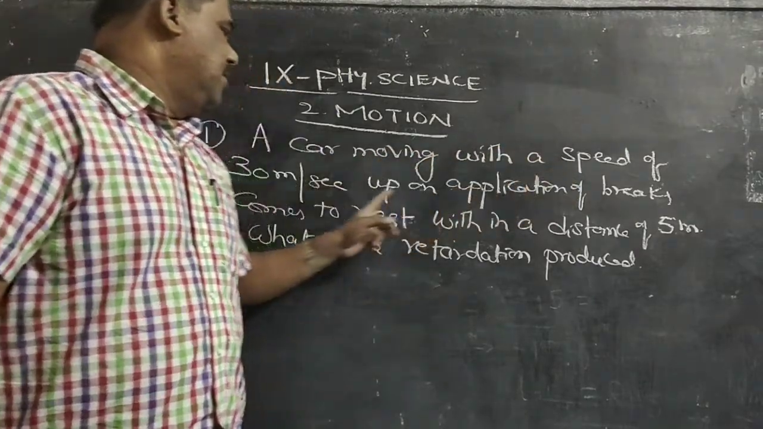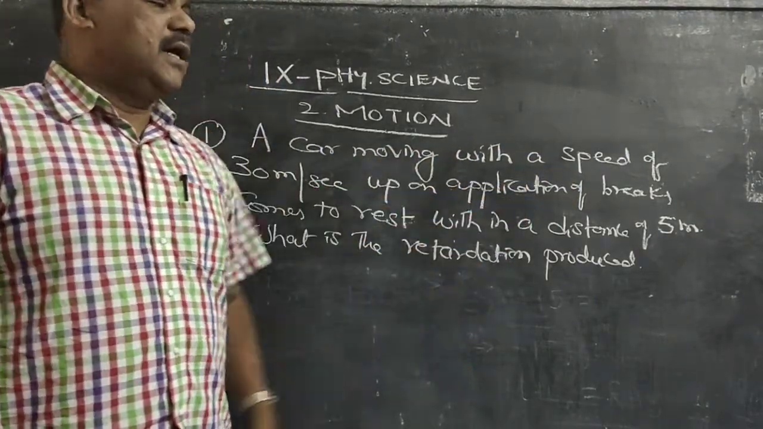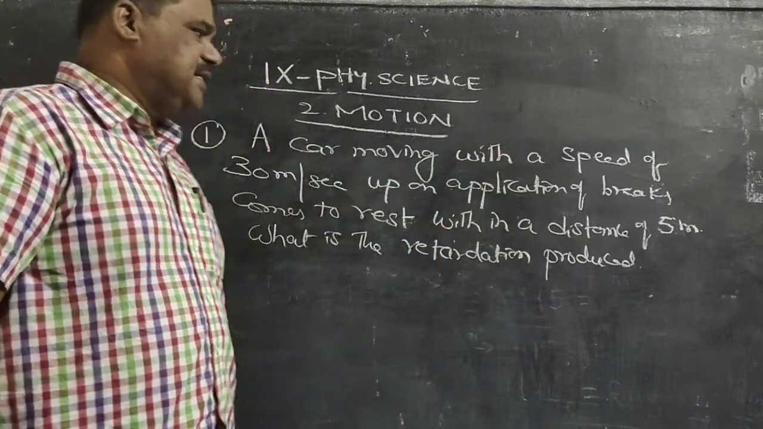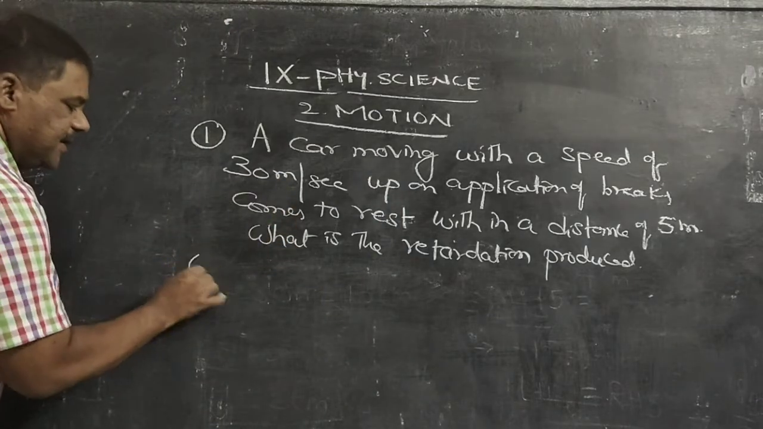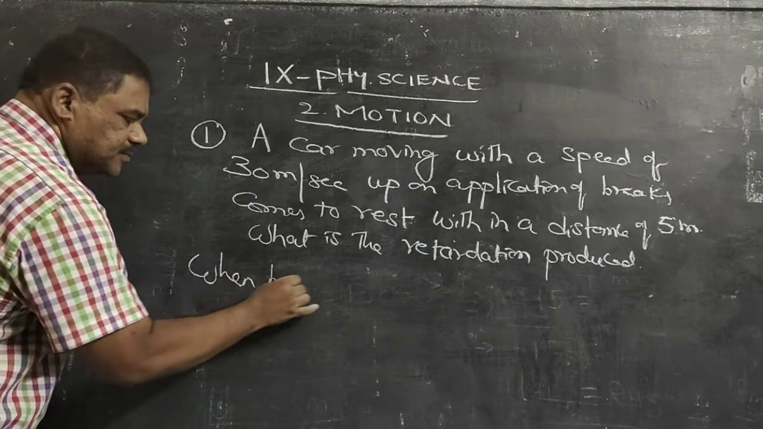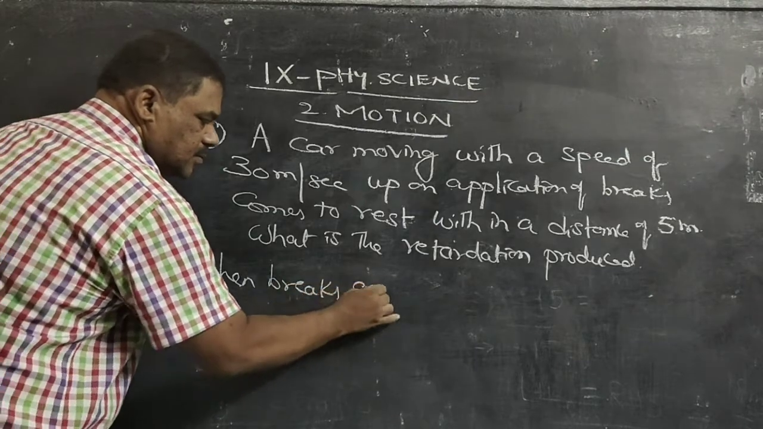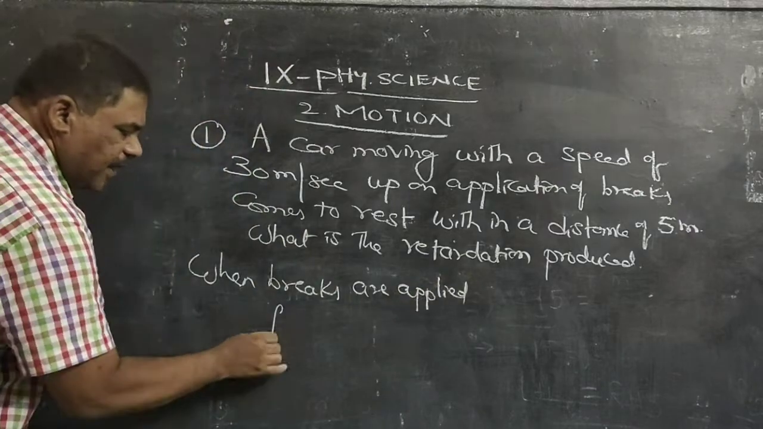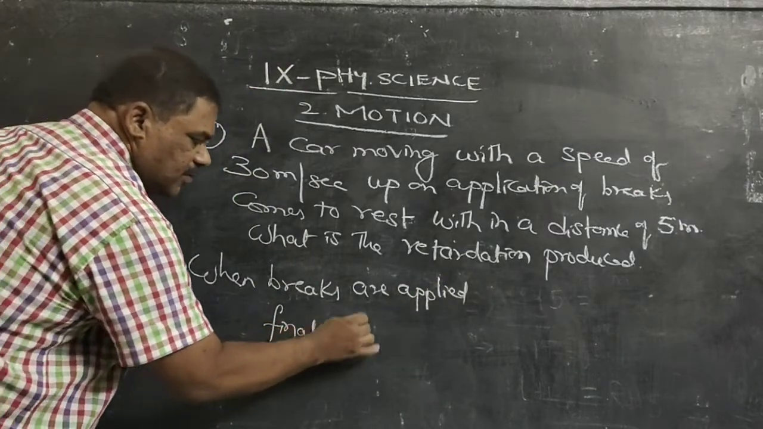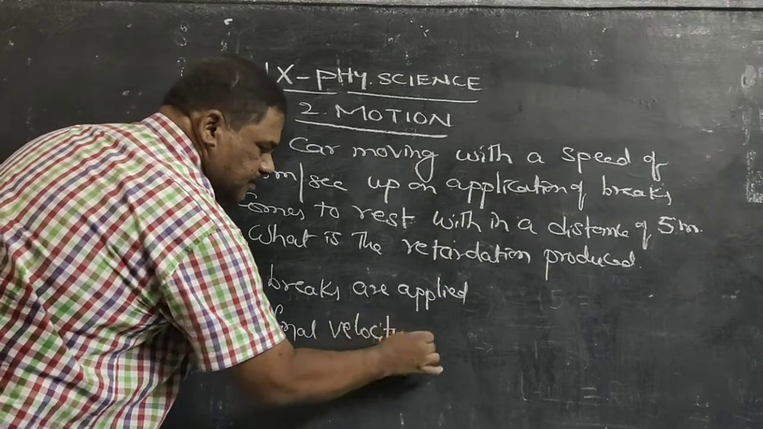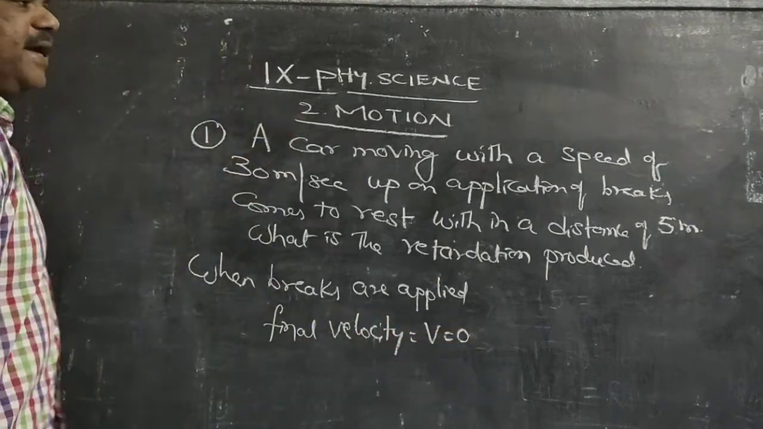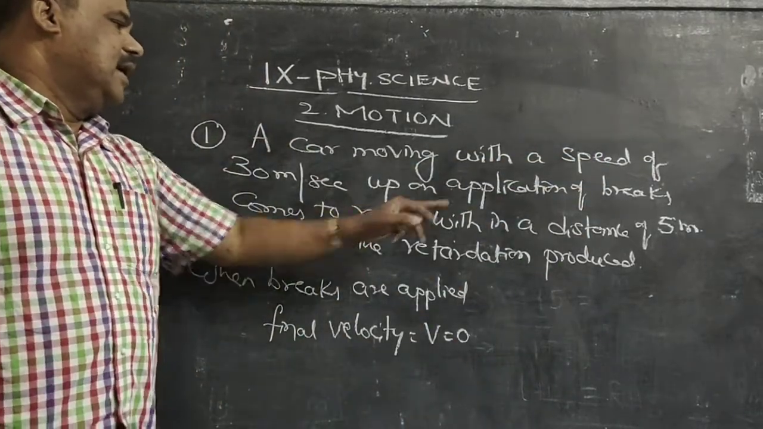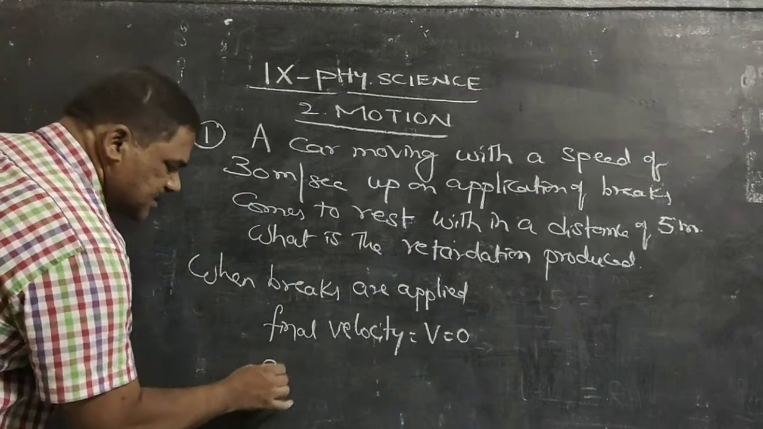Here, whenever brakes are applied, the body comes to rest. So whenever brakes are applied, the speed or velocity of the body decreases. When we apply the brakes, final velocity v will become 0, and distance is given as 5 meters.